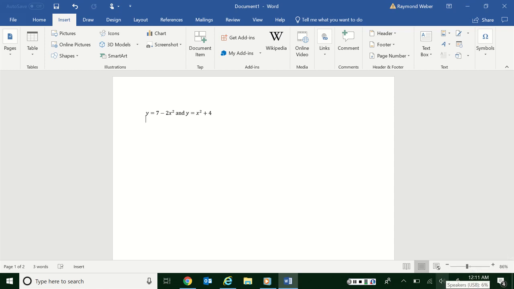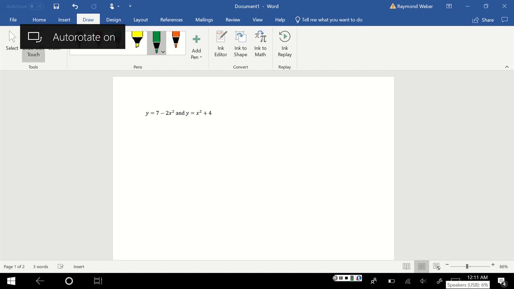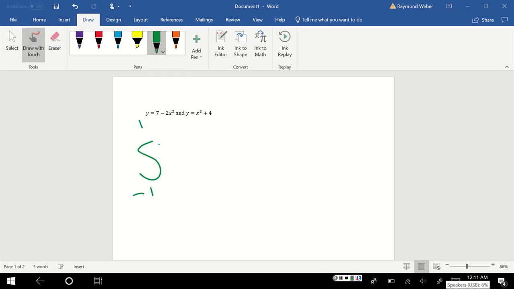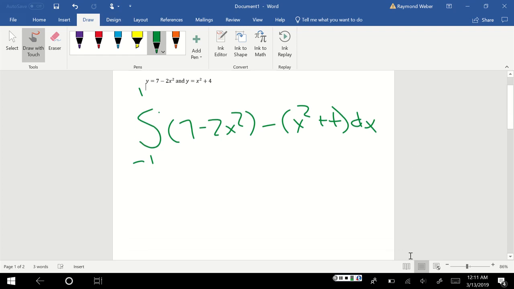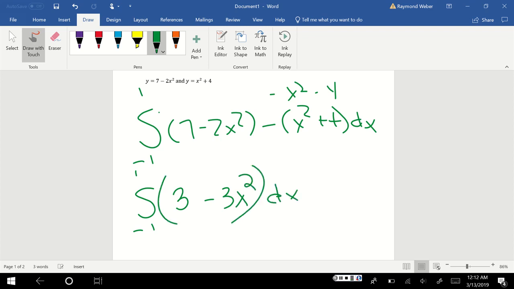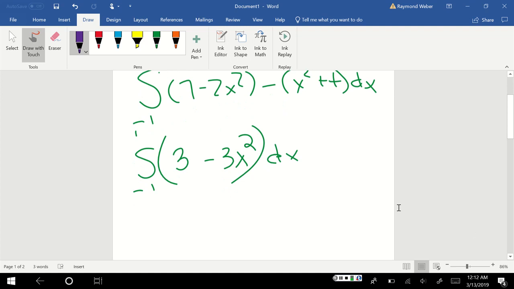So at this point, I need to write my integral. My integral is going to go from -1 to 1. And my first one is going to be this, and then I'm going to subtract my second one. Now I'm going to clean this up a bit before I take the integral. So I have, let's see here, this is minus x squared minus 4. So this is 3 minus 3x squared dx. Okay, that integral is not too bad to take.